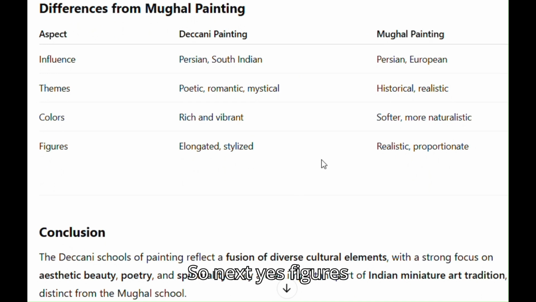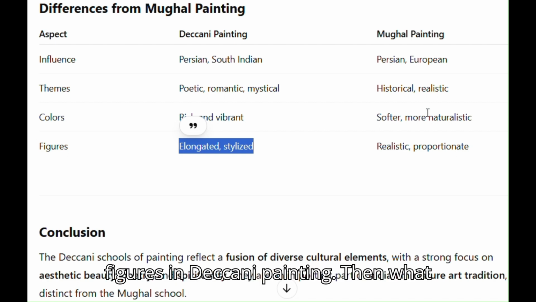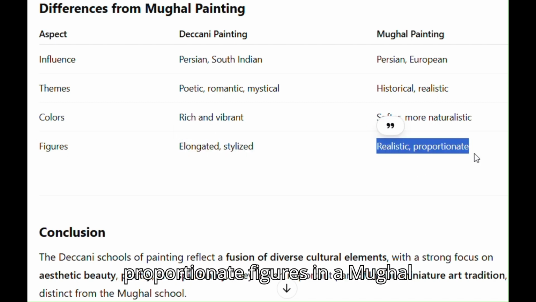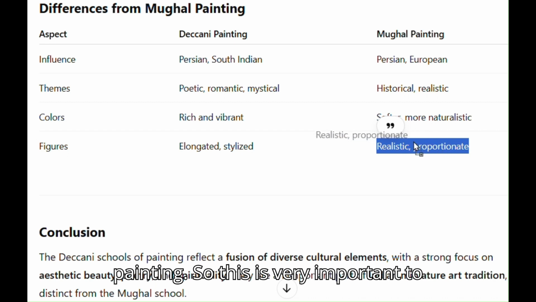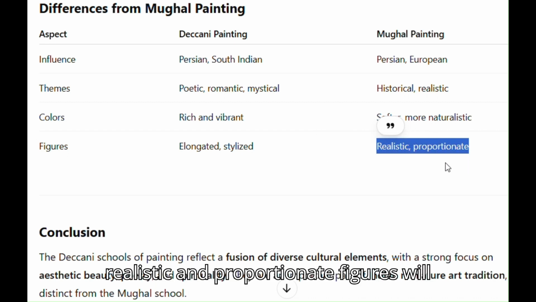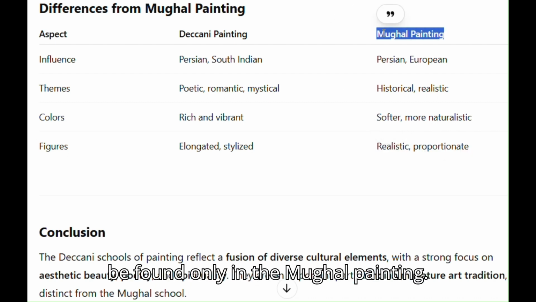Next, figures. In Deccani painting, we'll have elongated and stylized figures. Then what about the Mughal painting? We'll have only realistic and proportionate figures in the Mughal painting. So this is very important to remember. Realistic and proportionate figures will be found only in the Mughal painting.